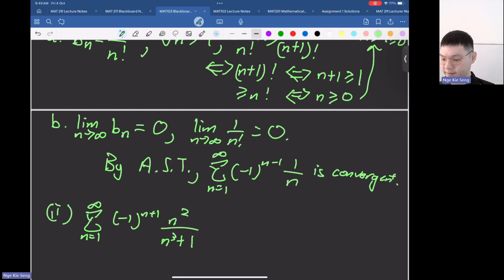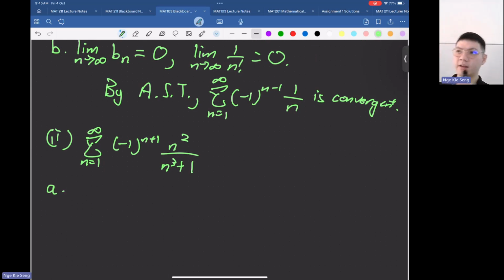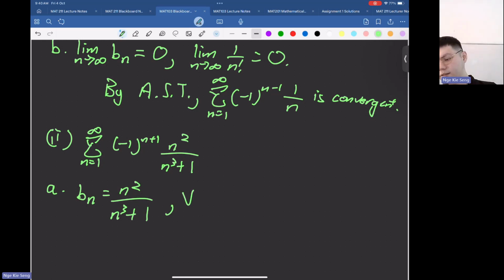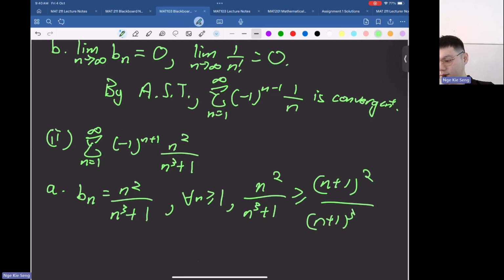So for the second one, a bit trickier. Can anyone try how to show this decreasing or not? What do you do? What's Bn here? N square over n cube plus 1. Okay. Then what do you do? Is it a similar thing? Do you do the similar thing? N square over n cube plus 1 greater or equal to n plus 1 square over n plus 1 cube plus 1. Did you do this?